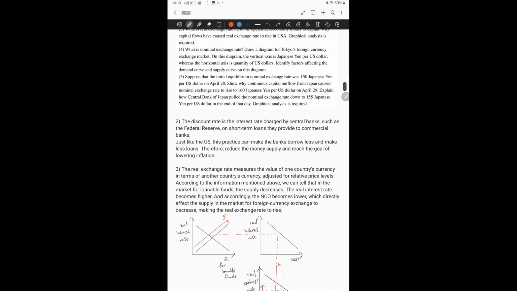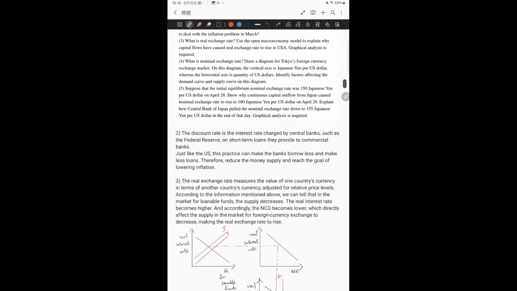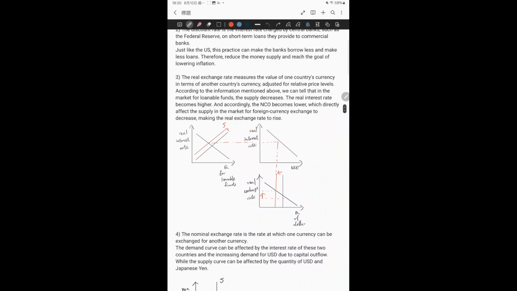Okay, question number 3. What is real exchange rate? The real exchange rate measures the value of one country's currency in terms of another country's currency, adjusted for relative price levels. And it says, use the open macroeconomy model to explain why capital flows have caused real exchange rate to rise in USA. Okay, we can see the diagram below.